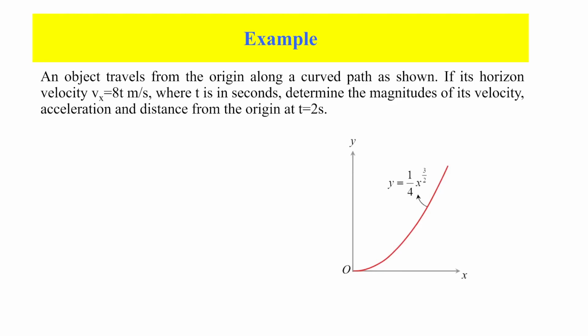Hello everyone, in this video I'm going to solve two examples related to curvilinear motion in Cartesian and non-Cartesian coordinate systems. First example. In this example, an object travels from the origin along a curved path, and the equation of motion for the y-axis is shown. If the horizontal velocity of the object, Vx, is given as a function of time, we have to determine the magnitude of the velocity, acceleration, and distance of this object at time 2 seconds.